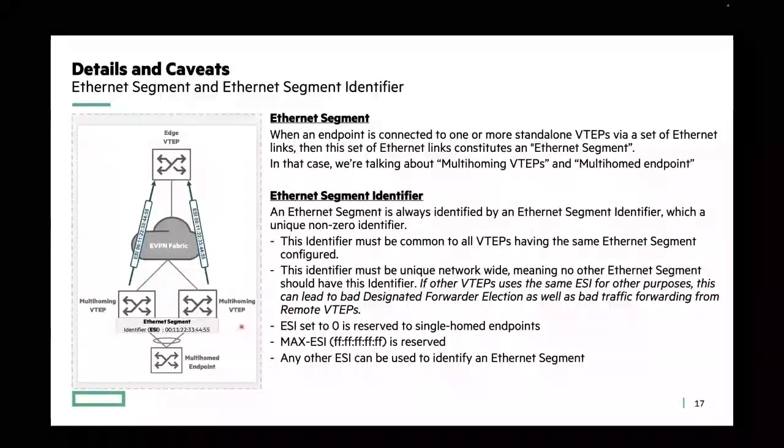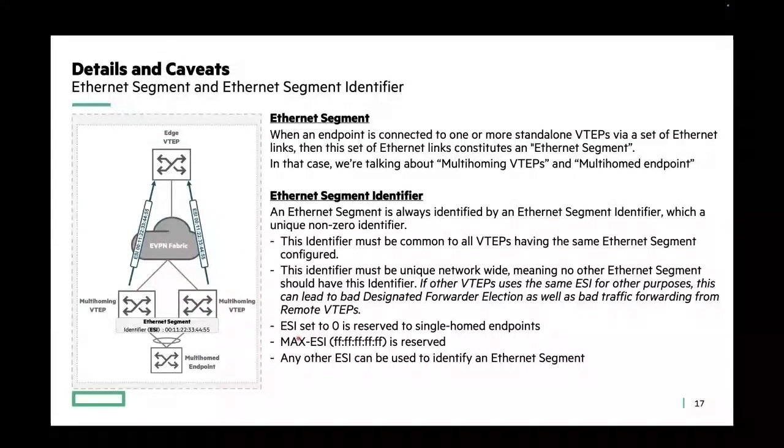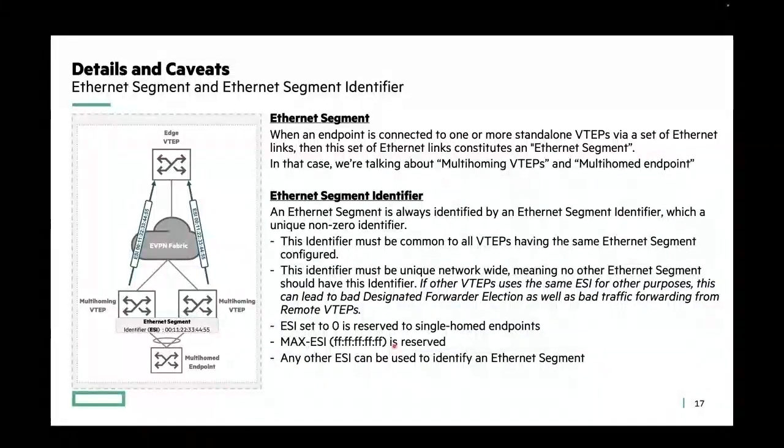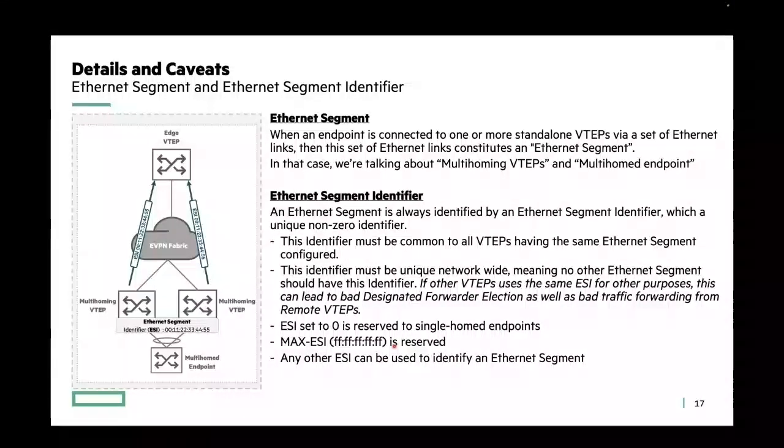If we come back now to the ESI, the max ESI value, which is 10 times F, is reserved and cannot be used to configure our own Ethernet segment. On the other hand, if the ESI is set to 0, it means that we are facing a single homed endpoint. And any other ESI can be used to identify an Ethernet segment.